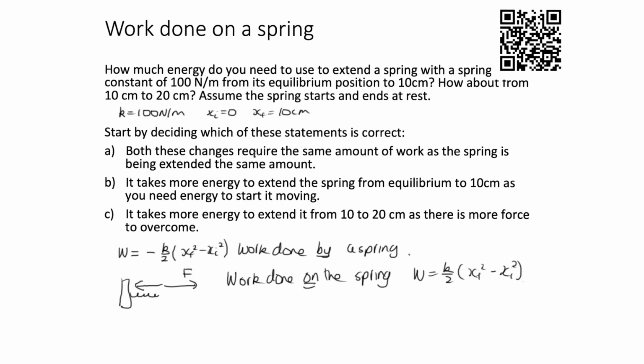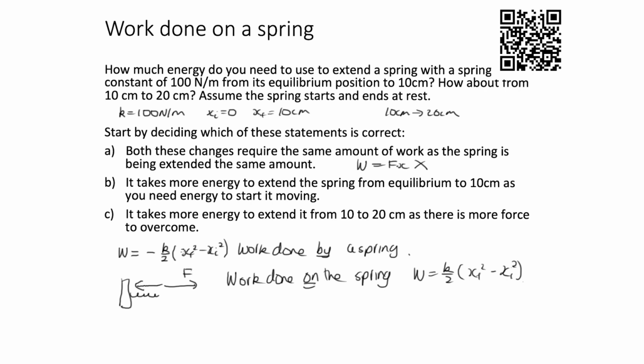So both these changes, from 0 to 10 centimeters, and then the second change from 10 centimeters to 20 centimeters, the amount is the same, as the spring is being extended by the same amount. So you might think this is correct because the work done is equal to Fx, and if we've got the same x, then shouldn't the work be the same? But that's not true, because the force which is applied is different for the different distances.